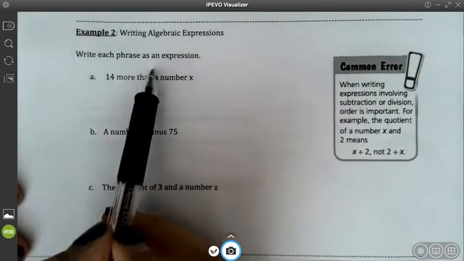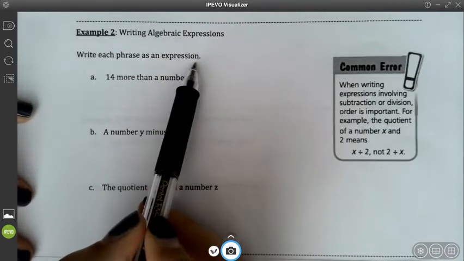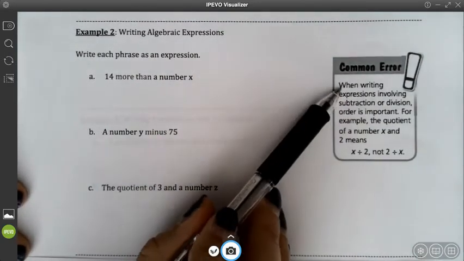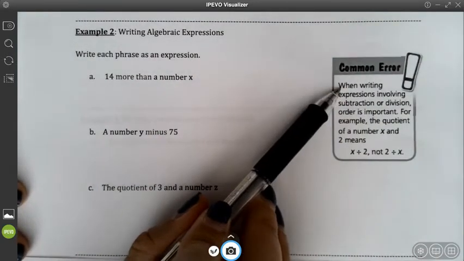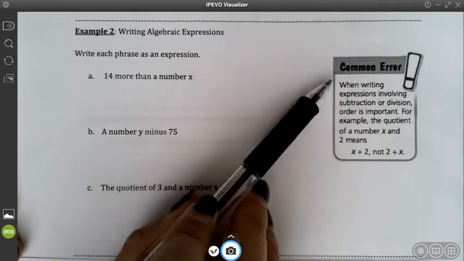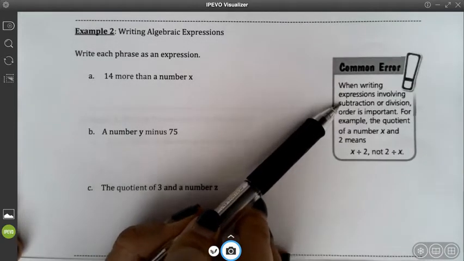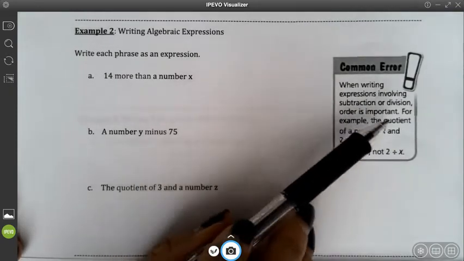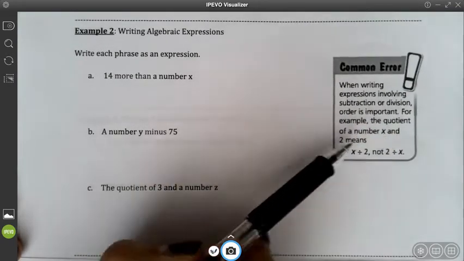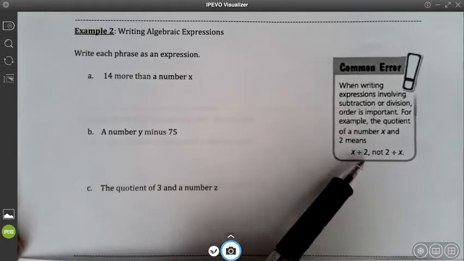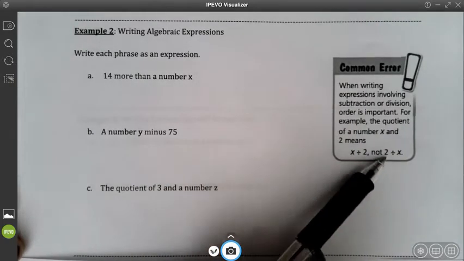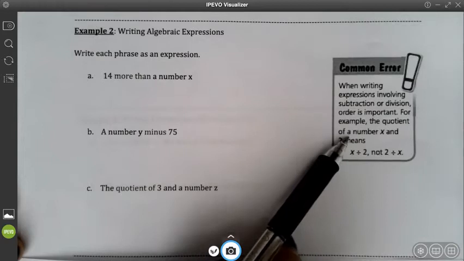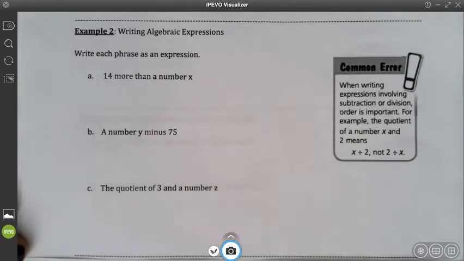We're going to write each phrase as an expression again. There's a common error over here. This is what I was just saying before. When writing expressions involving subtraction or division, order is important. For example, the quotient of a number x and 2 means x divided by 2, not 2 divided by x. So it's written in a specific order.